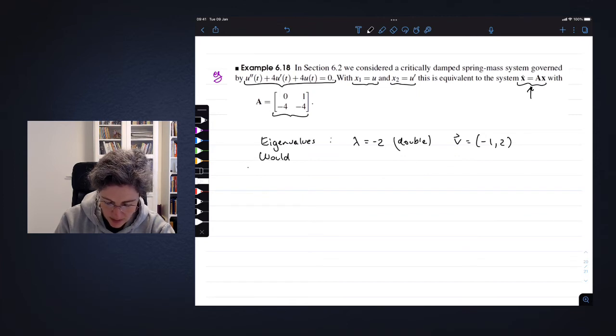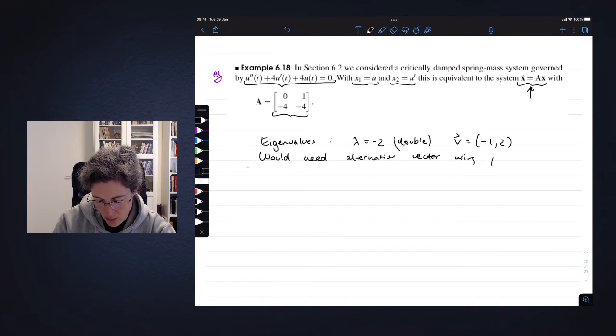You would need an alternative vector using the previous method.